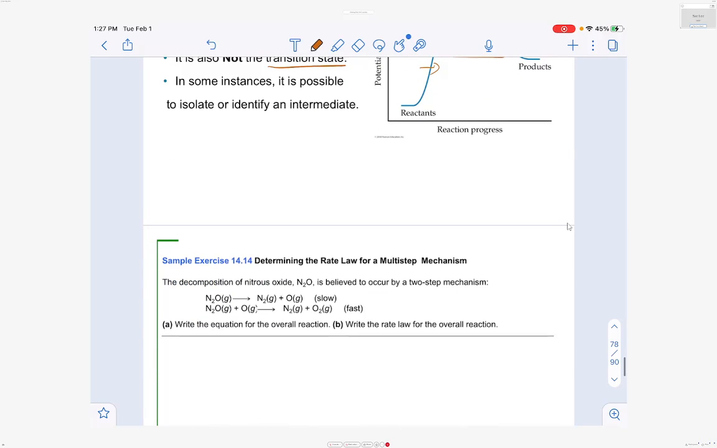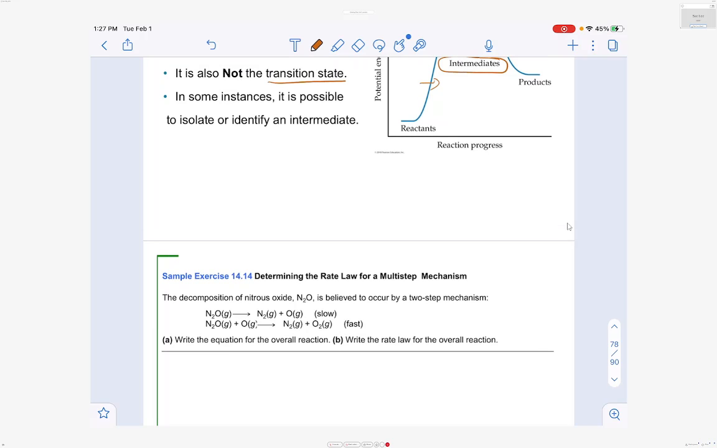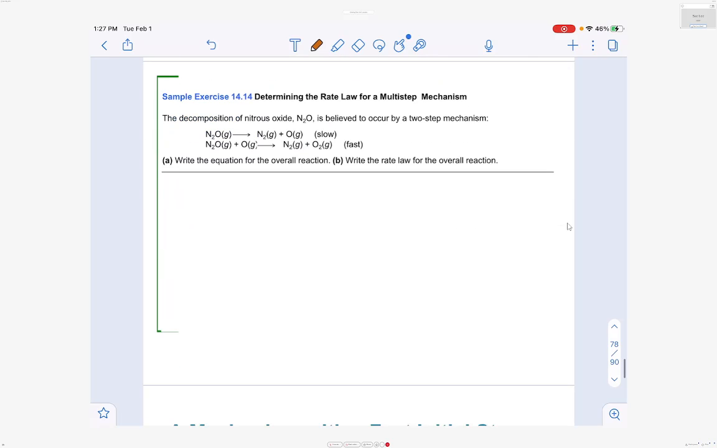An intermediate has to be made up within the reaction and used up within the reaction. Let me write that down. Within a reaction, okay? All right.